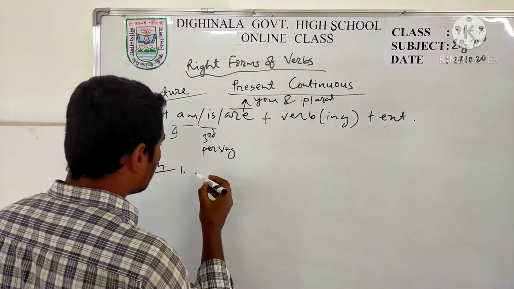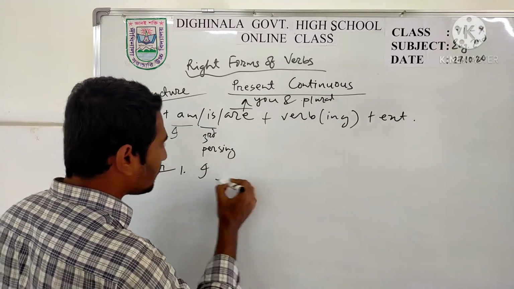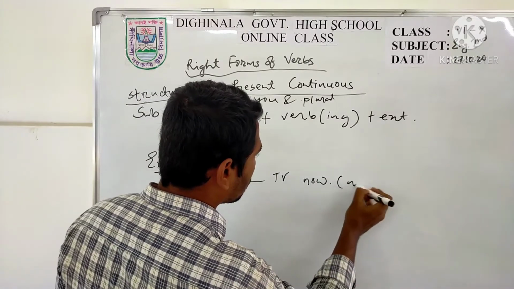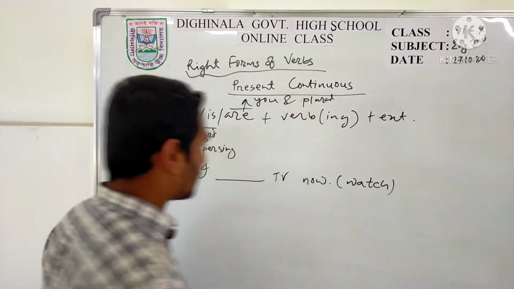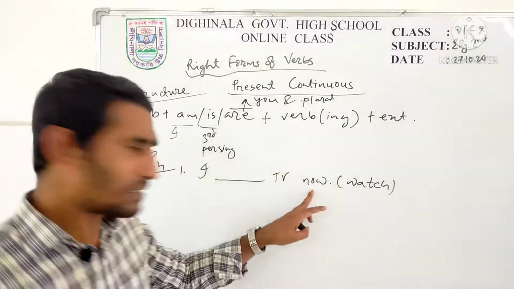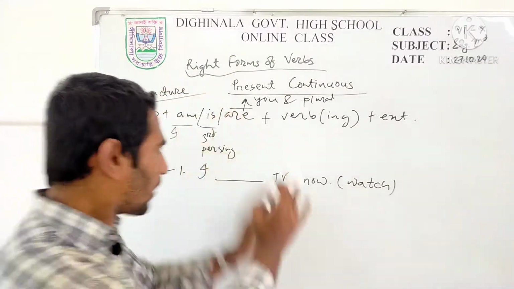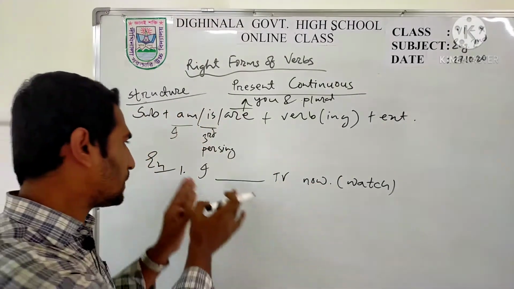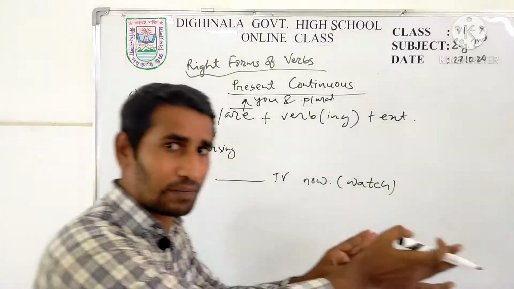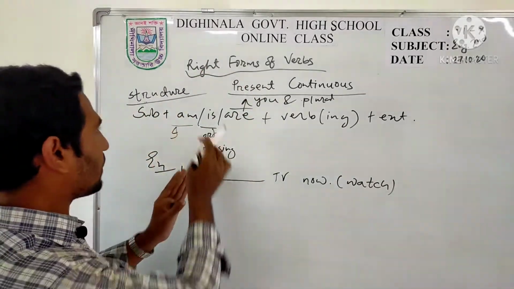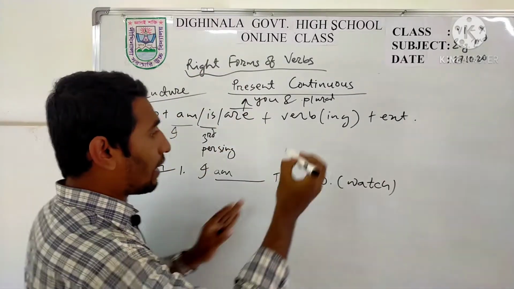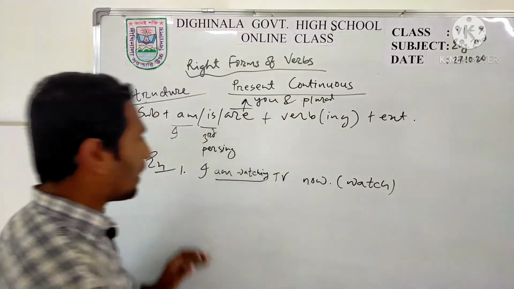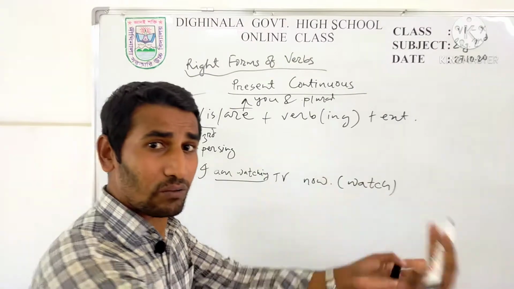I will show you an example. I dash TV now. So you can see this example. There is the word now here, so it is present continuous tense. That means আমি এখন টিভি দেখতেছি. So after I you have to put am, and after watch you have to write watching. I'm watching TV now.